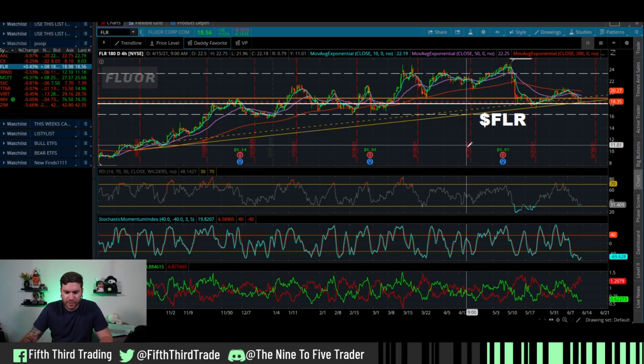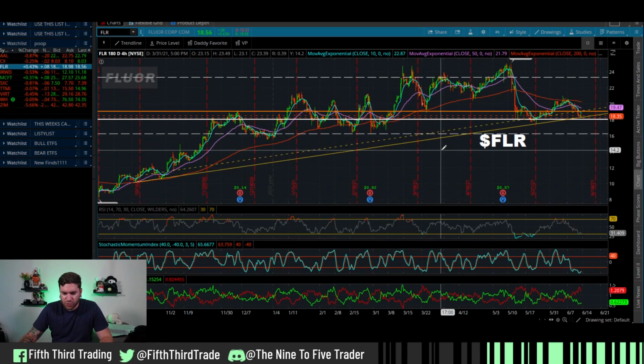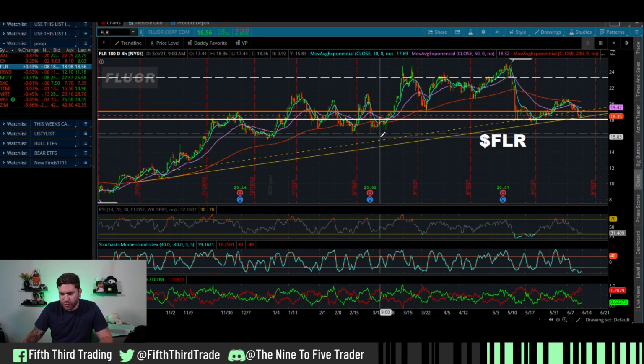Let's check the indicators. So we can see we have a small issue off the top of my head. That's the 200 EMA line. Look at this.